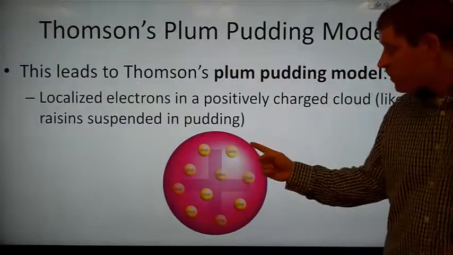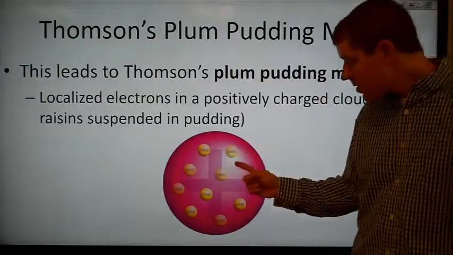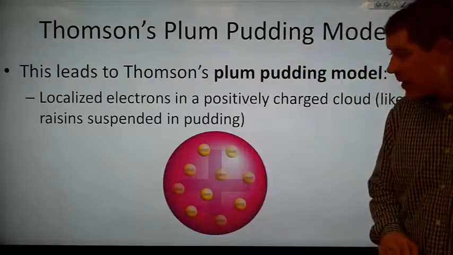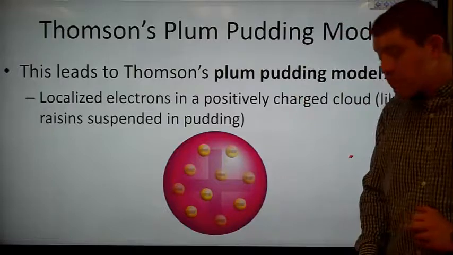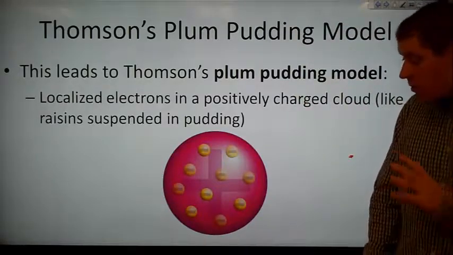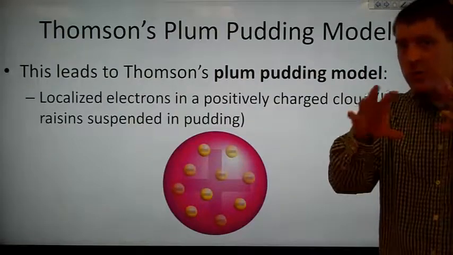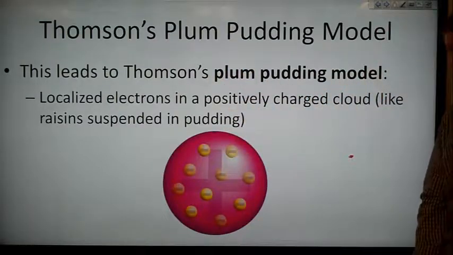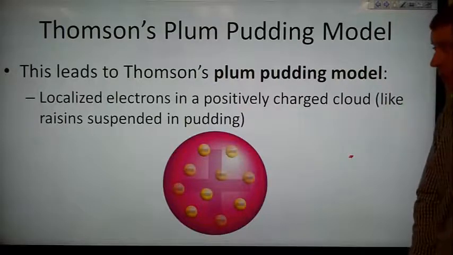Now we have some negatively charged electrons, so those are these yellow dots here with a negative charge, inside the atom, and as far as Thomson knew, the rest of the atom was just a diffuse positive charge. And so this leads to his model of the atom that he called the plum pudding model.